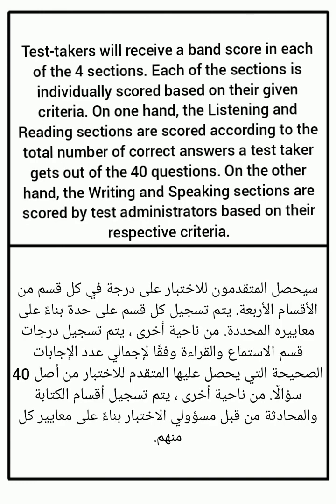Test takers will receive a band score in each of the 4 sections. Each of the sections is individually scored based on their given criteria. On one hand, the listening and reading sections are scored according to the total number of correct answers a test taker gets out of the 40 questions. On the other hand, the writing and speaking sections are scored by test administrators based on their respective criteria.